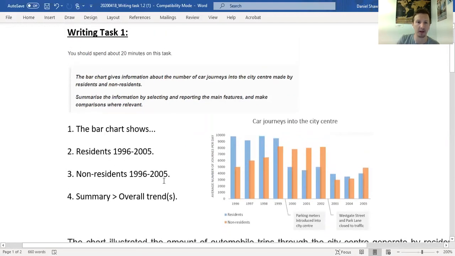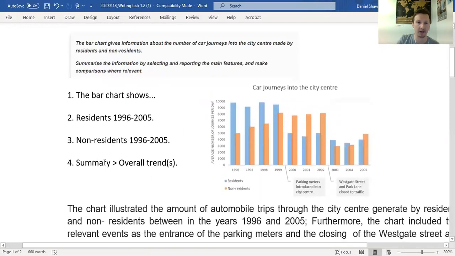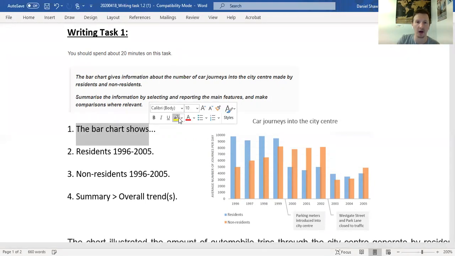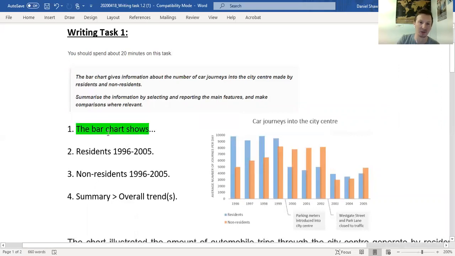So the first thing that has been done here, as you can see, is that there's 4 things that have been taken out of the task. So we have 4 key words or 4 key phrases. So the bar chart shows, again, this is useful because it's a phrase that we can use, and it's also referring to the bar chart here. Residents, 1996 to 2005. So we know this is talking about residents and non-residents between the years 1996 and 2005. So we can cover that off, and that's good that we've identified that before we begin.